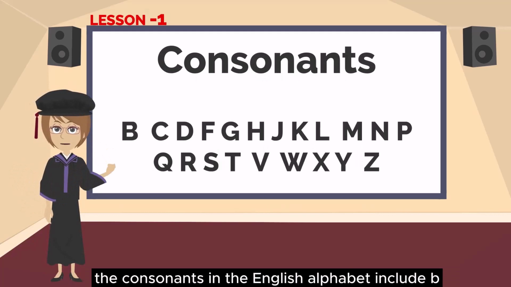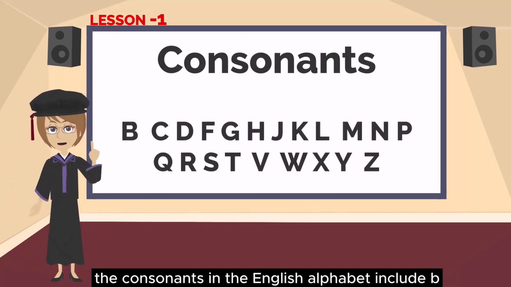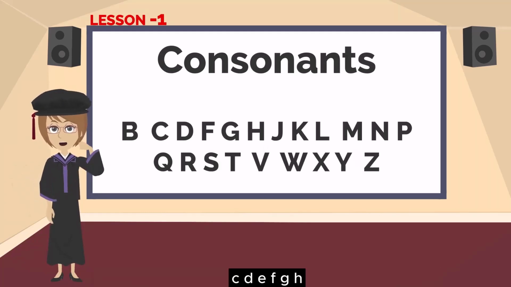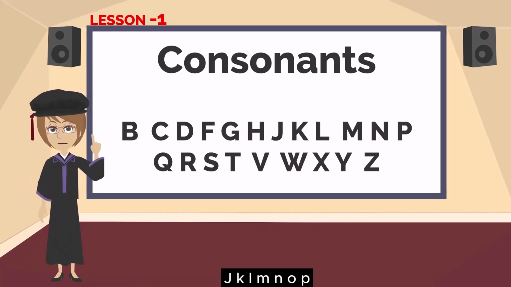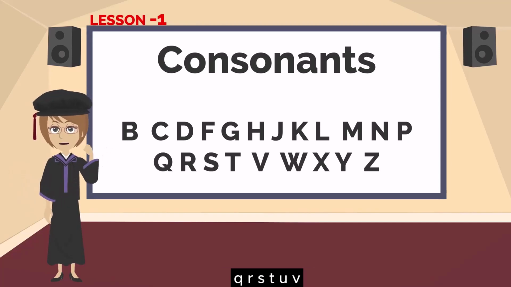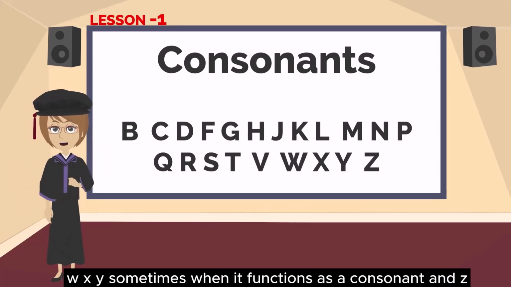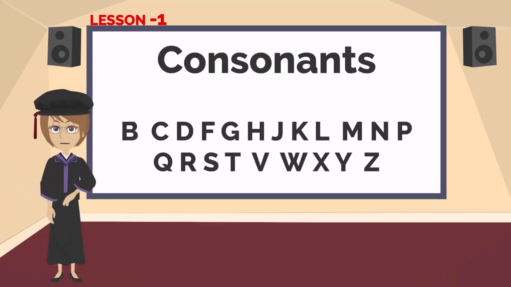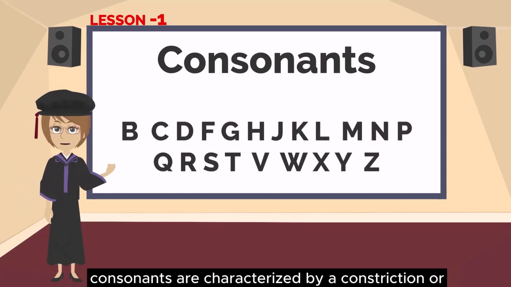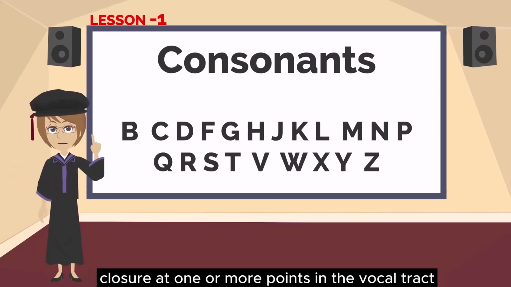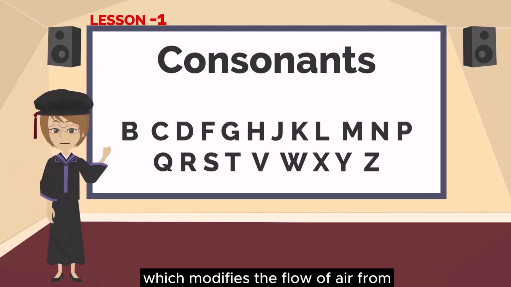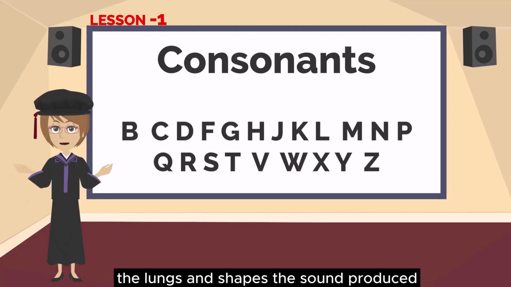Consonants. The consonants in the English alphabet include B, C, D, F, G, H, J, K, L, M, N, P, Q, R, S, T, V, W, X, Y sometimes, when it functions as a consonant, and Z. Consonants are characterized by a constriction or closure at one or more points in the vocal tract, which modifies the flow of air from the lungs and shapes the sound produced.